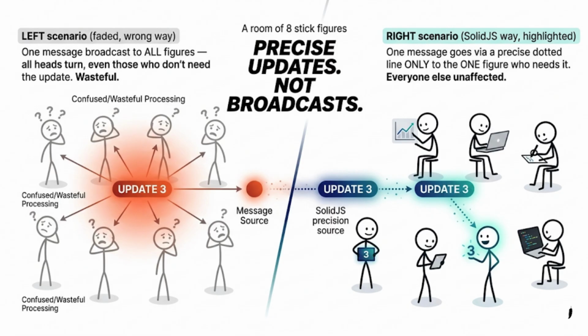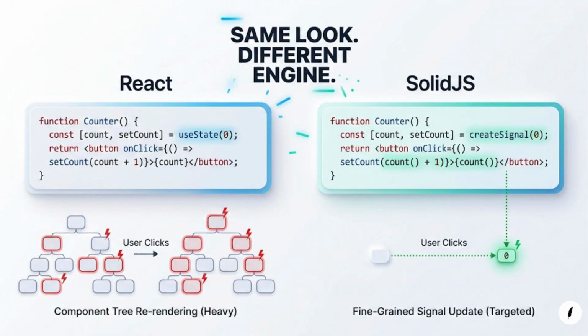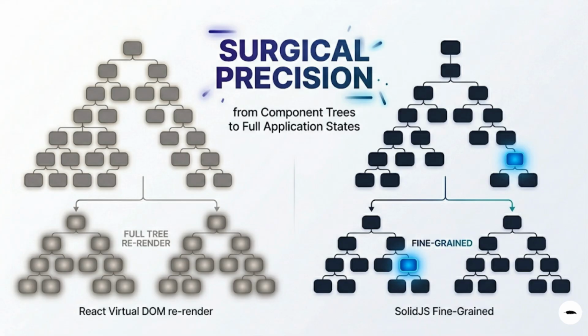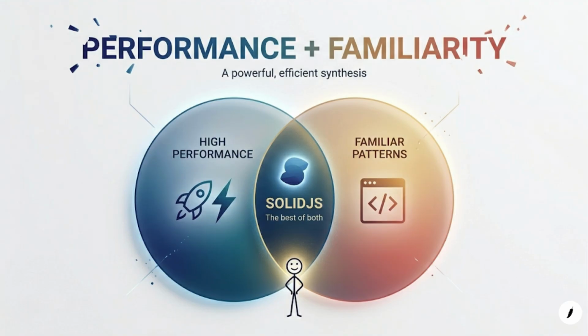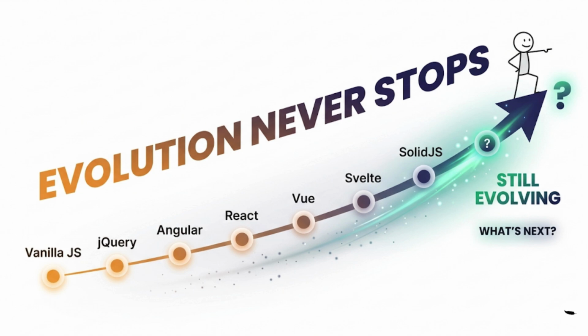SolidJS. Imagine you are passing messages in a room, but instead of telling everyone whenever one thing changes, you tell only the exact person who needs that update. Communication becomes precise. SolidJS looks similar to React in syntax, but internally it works differently. Instead of re-rendering component trees, it uses fine-grained reactivity. That can make updates very efficient. What makes it different is high performance with familiar developer patterns. It matters because it shows that front-end frameworks still keep evolving.